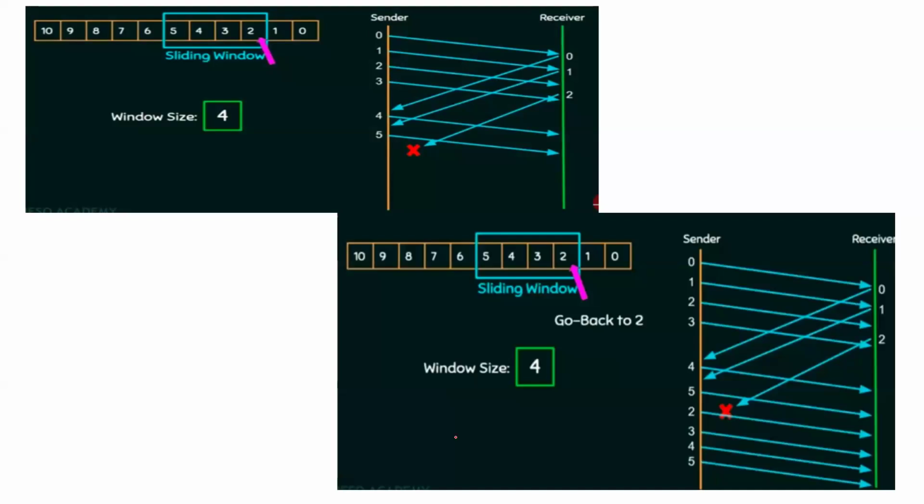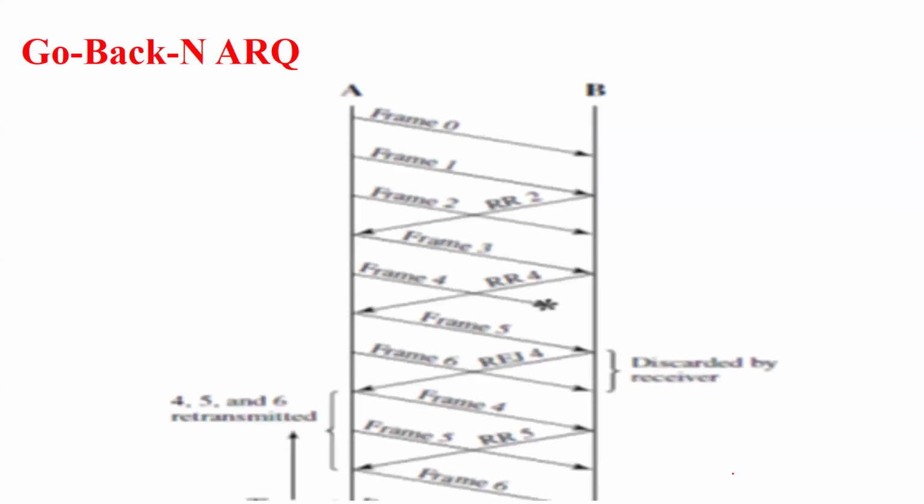Again, it goes back to 2. It goes back to 2, 3, 4 and 5. Go back to 2. The window will start sending the message, resending the frames 2, 3, 4 and 5. So again, it has to go back these frames.